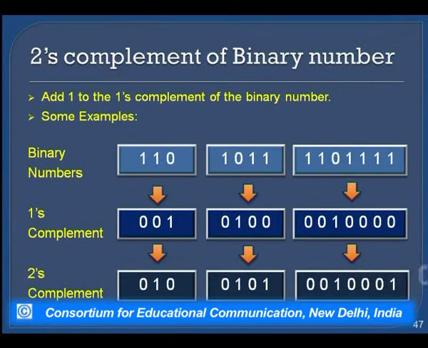So, basically, for any binary number, to take the 1's complement, we reverse the digits, and to take the 2's complement, we first take the 1's complement and then add 1 to it. This gives us the 2's complement.